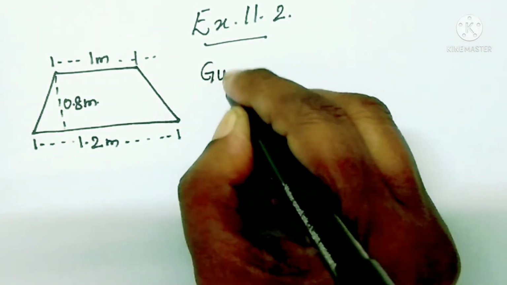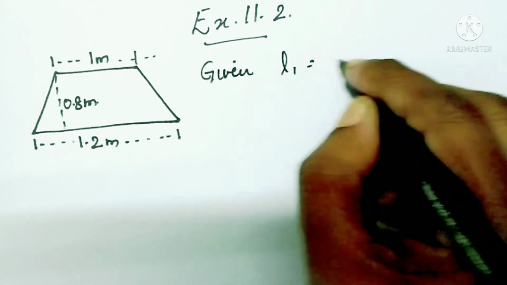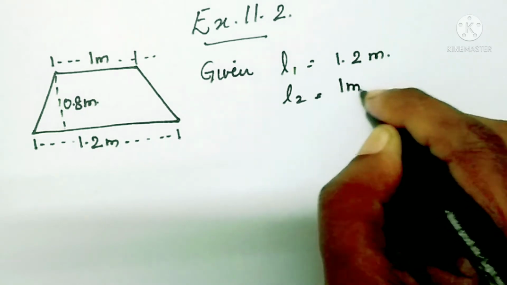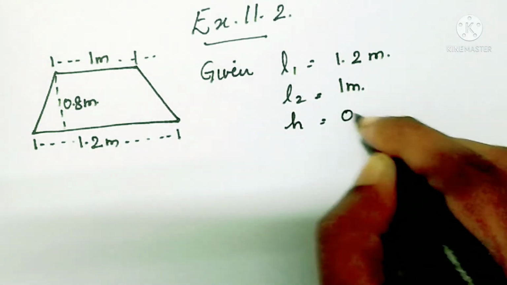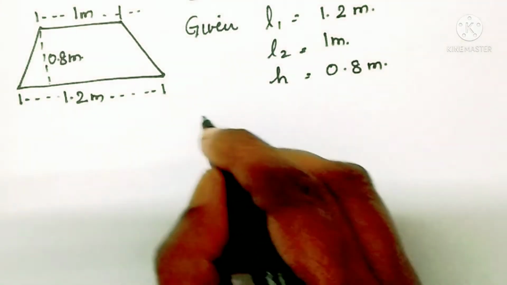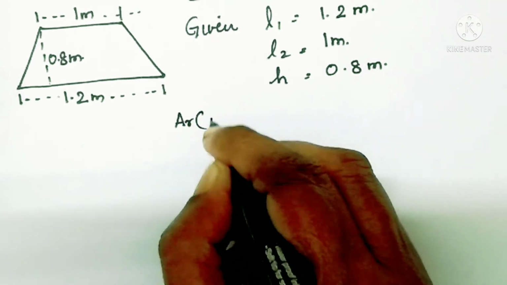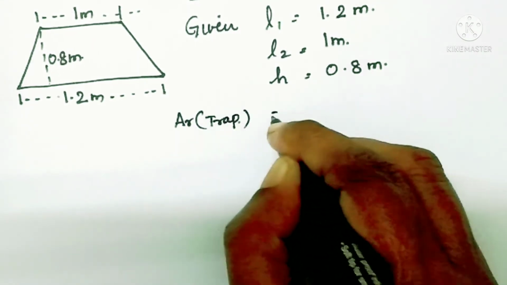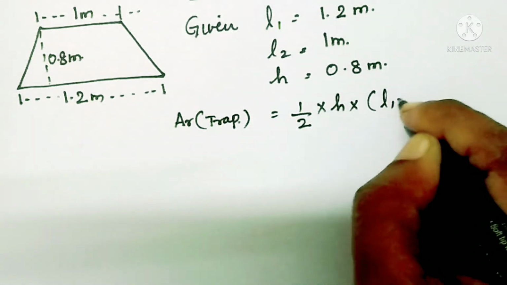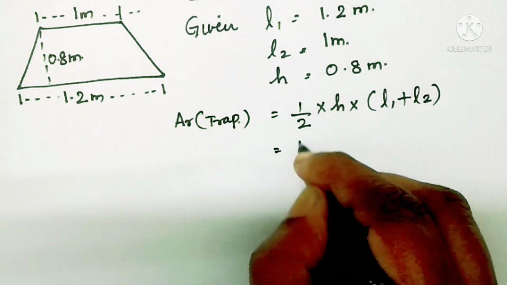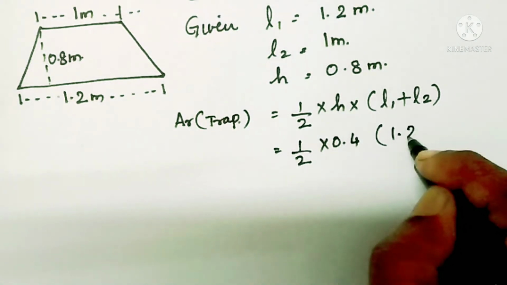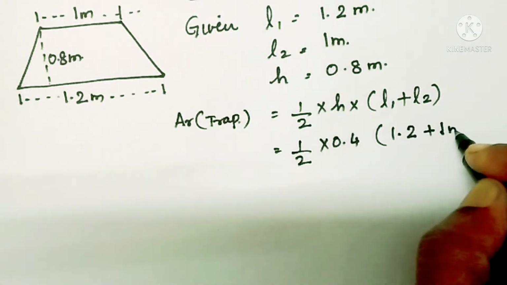What all things are given? Given L1 is equal to 1.2 meter, L2 is equal to 1 meter, and height is equal to 0.8 meter. Now directly write the formula to find the area. So what is area of trapezium? The formula is half into h into L1 plus L2. What is h? L1 is 1.2 meter, L2 is 1 meter.